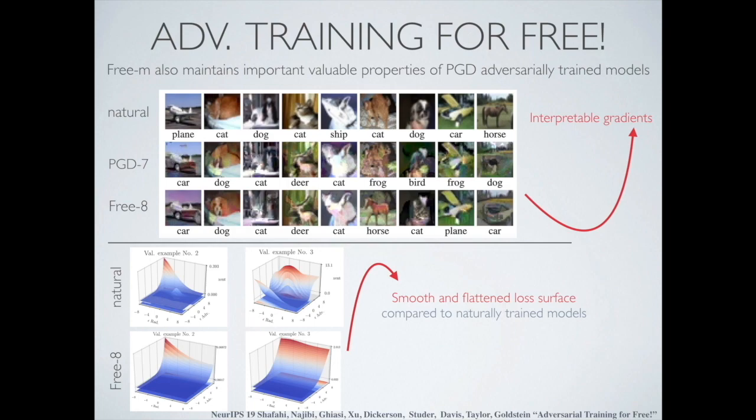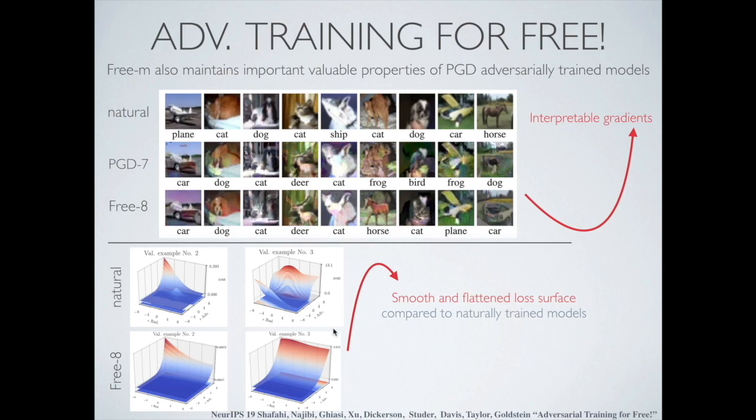Adversarial training for free also has additional benefits which adversarial training had. For example, our free method still maintains the interpretable gradients characteristics of robust models. So, for example, if we look at this cat and we try to make this cat into something else for a robust model, if we allow the perturbation to be large, here we're allowing the perturbation to be 50 out of 255, then this cat would turn into this horse, which is not true if we had a naturally trained model. Also, our models have smooth and flattened loss surfaces.